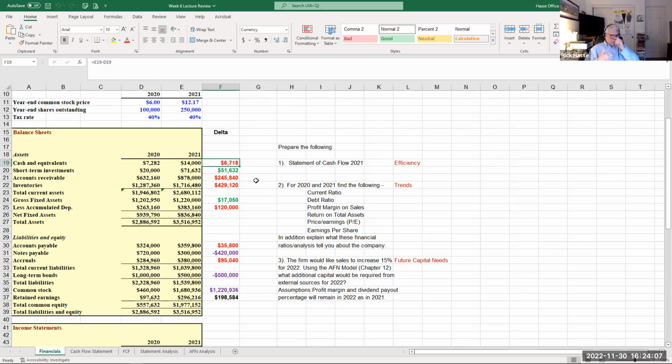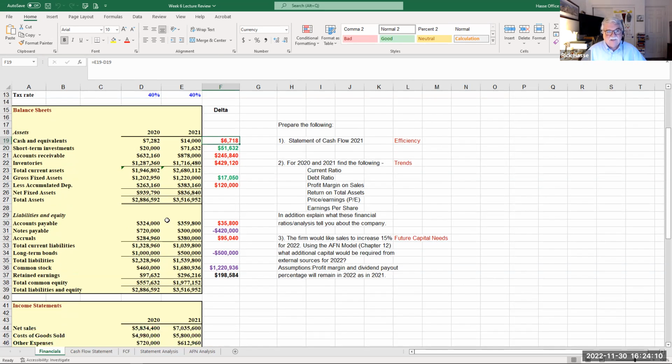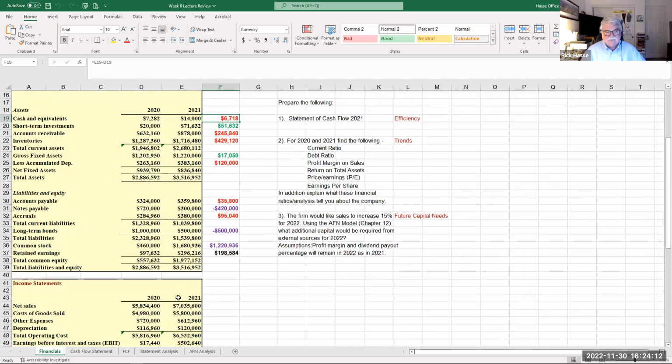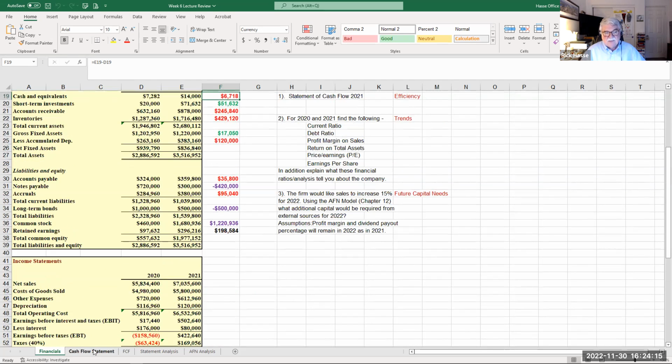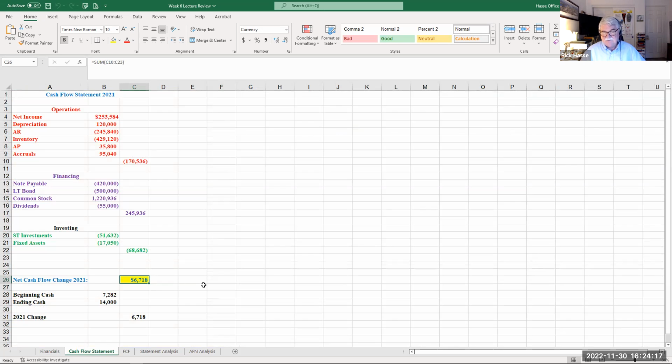And where did that come from? Well, it came from all the deltas of the balance sheet accounts and the income statement. Put all those together and you get $6,718. And in the cash flow statement, it's put into three categories to aid the internal managers of understanding where this money came from. The operating cash flow, the financing cash flow, and the investing cash flow. And if you notice here, we had negative cash flow in operations and negative cash flow in investing.